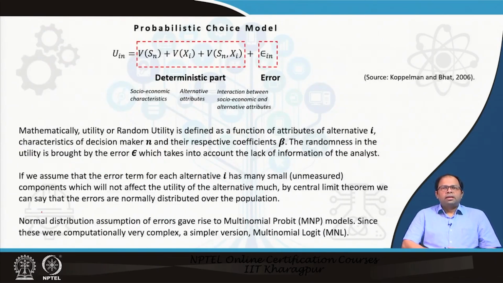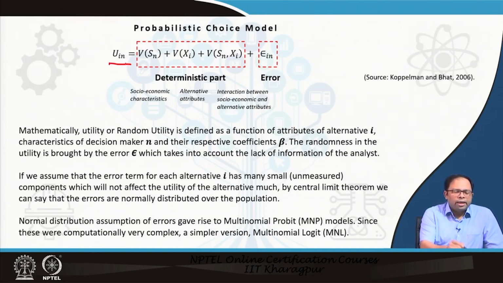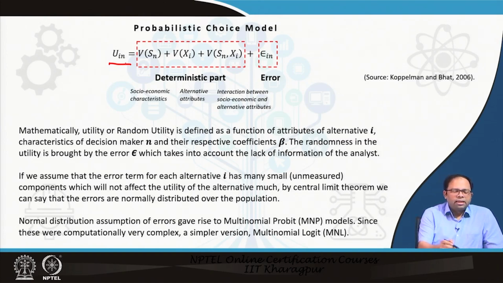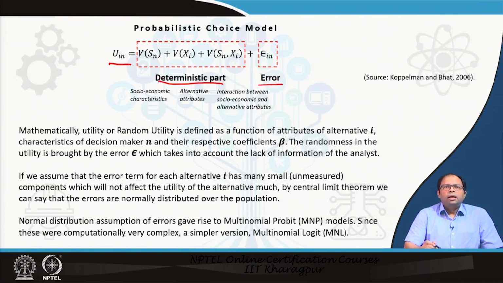So, this is a sort of a reminder of the previous lectures that we have already done. In a probabilistic choice model, you see U_in is the utility of a particular individual for a particular mode, and it is composed of two parts. One is the deterministic part, another part is the error part. And as you understand, the error is the randomness in the utility, or things which are not known by the analyst. These take care of everything else which is not included in the model. And in the deterministic part, we have different attributes which influence mode choice.